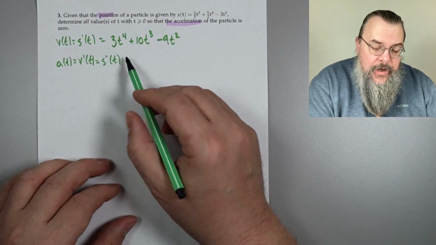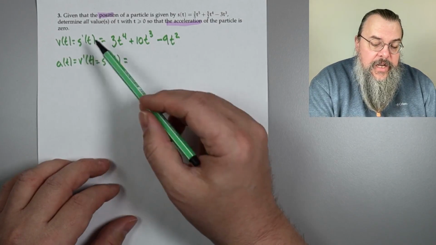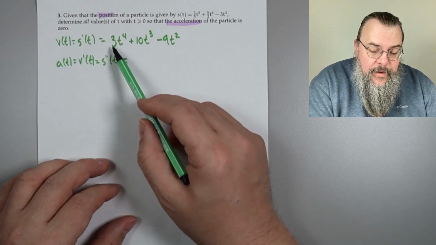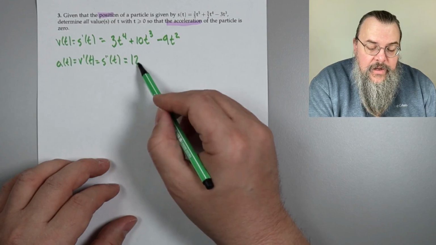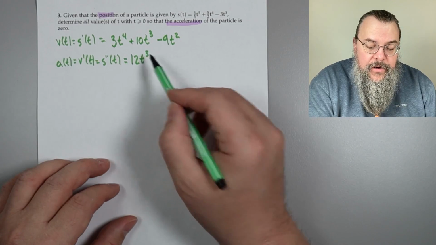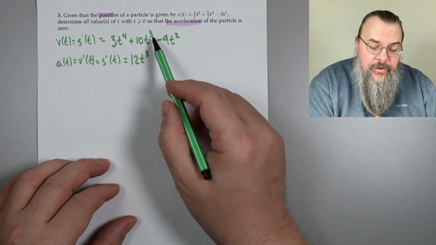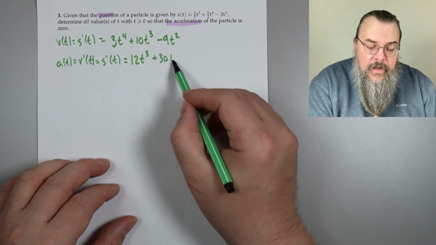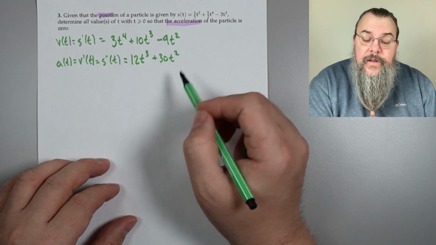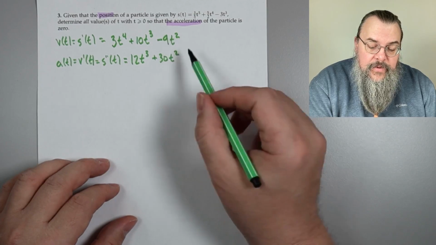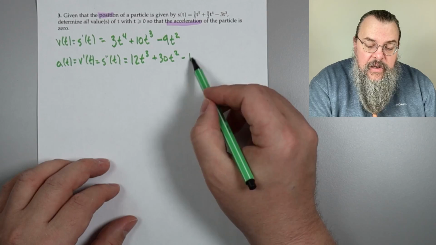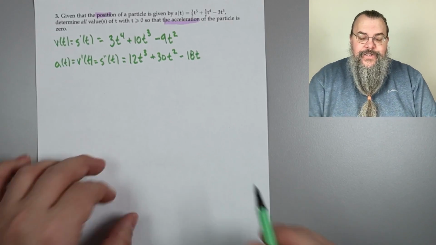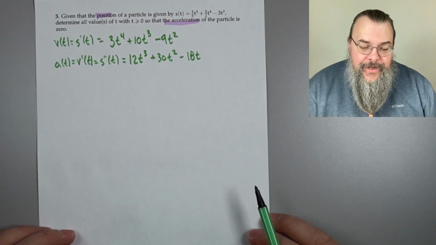All right, now another derivative, right? Because we're taking the derivative of velocity. Well, the 4 comes down, 12, and then subtract 1 from the power, t cubed. The 3 comes down, 30. Then subtract 1, t squared. The 2 comes down, minus 18 t to the 1. All right, so now we have our acceleration function.